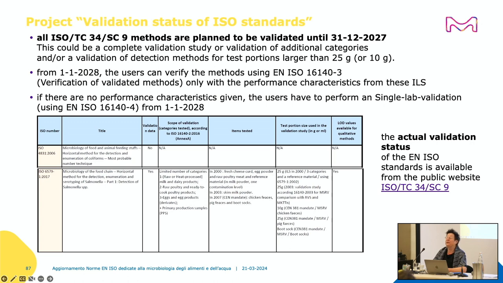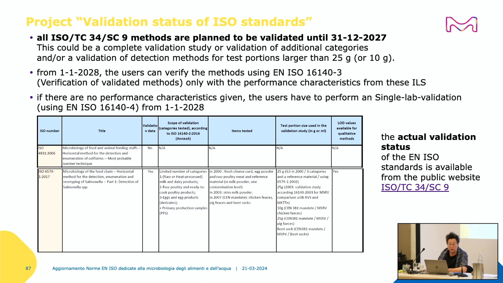The reason is, from 1st January 2028, it is mandatory to validate a new method for the laboratory, if you have no validation data from the reference method, as a single lab validation according to part 4 of ISO 16140. And this is very, very big work. Until 1st January 2028, you can use the verification part of 16140, a specific annex, which is much, much easier.